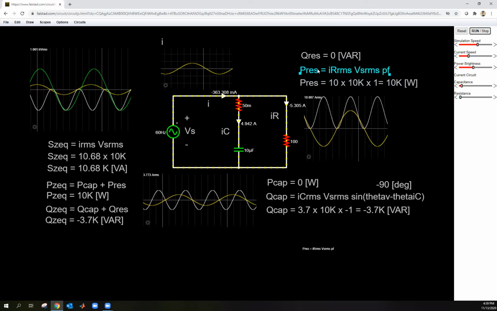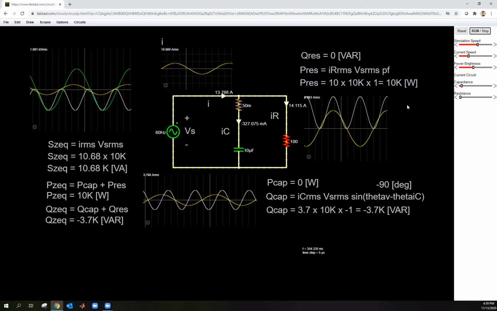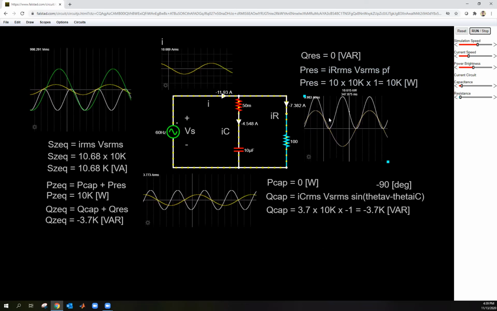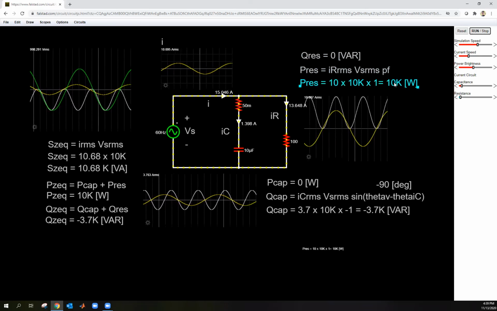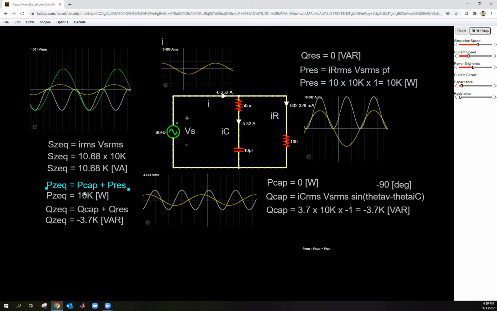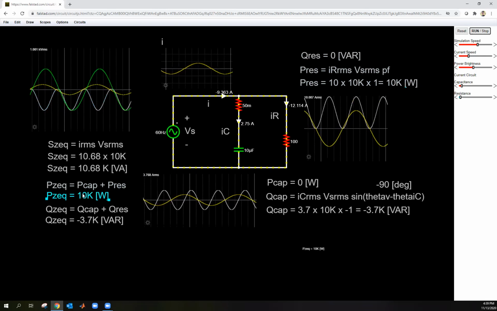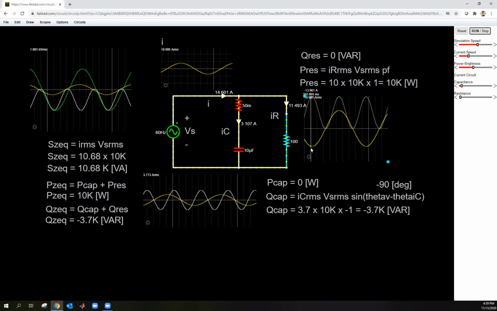Okay, and I'm just using our real power formula. Now remember, the power for the total system is equal to the power of the resistor. So the overall Z equivalent has a power of 10 kilowatts. And I've written that right here: P cap plus P resistance is 10 kilowatts. Okay, let's look at the capacitor.